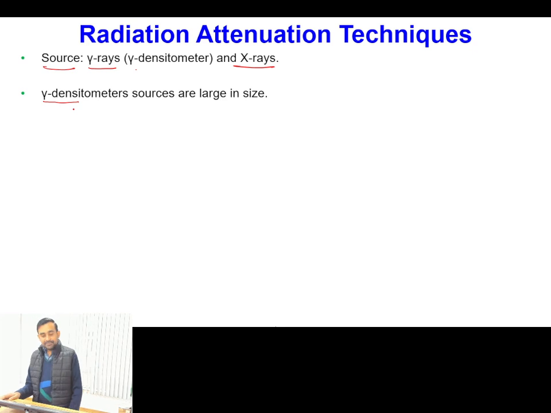So that's why around this source we have to provide some insulation so that there is no leakage of the gamma rays or X-rays. Typically the insulating material we need to use for gamma rays has to be larger in size, because of which the size of the gamma densitometer is larger in comparison to the source of X-rays.